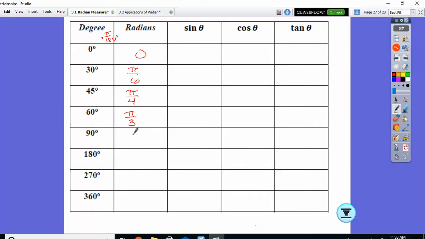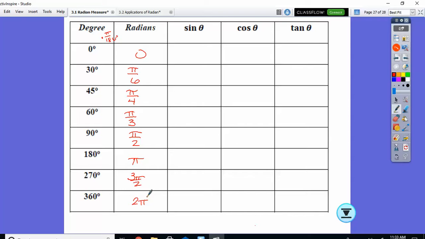90 times pi over 180, pi over 2. 180 degrees, pi. 270, 3 pi over 2. 360 all the way around the circle. Well, actually, technically it's 2 pi, but it's coterminal with 0, so they're at the same position. Okay, so that's the radian bit.